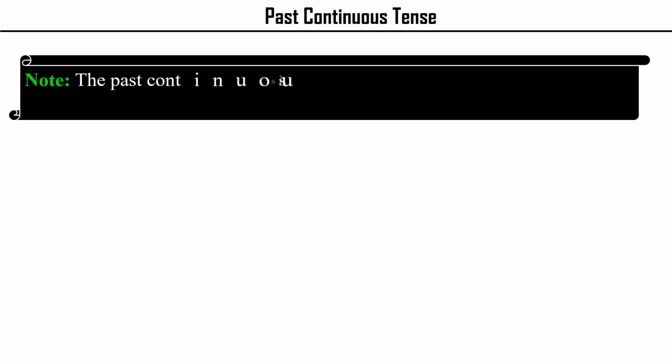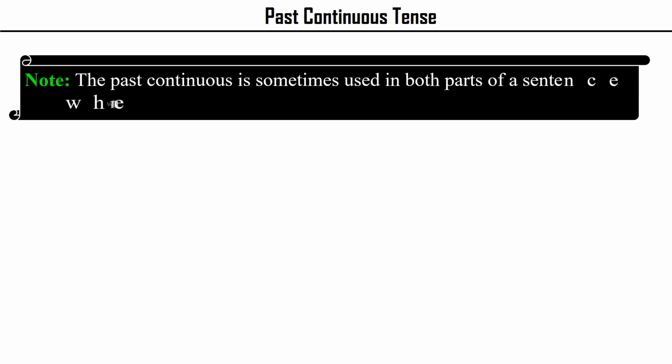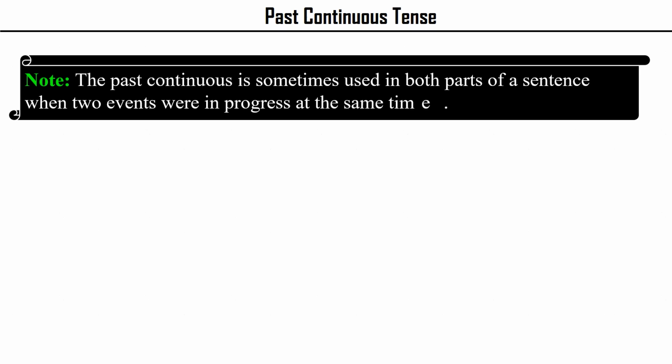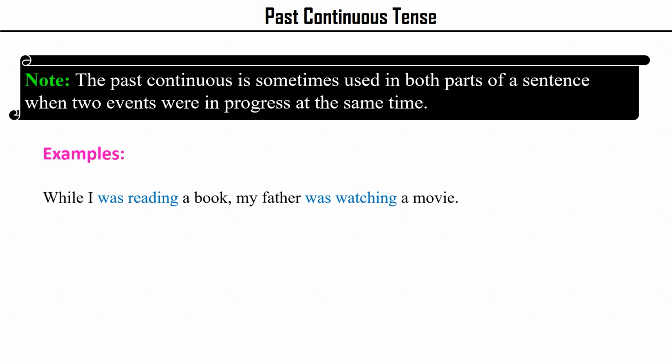The past continuous is sometimes used in both parts of a sentence when two events were in progress at the same time. For example, while I was reading a book, my father was watching a movie. So in this sentence, two actions were in progress at the same time. Reading and watching were in progress at the same time.